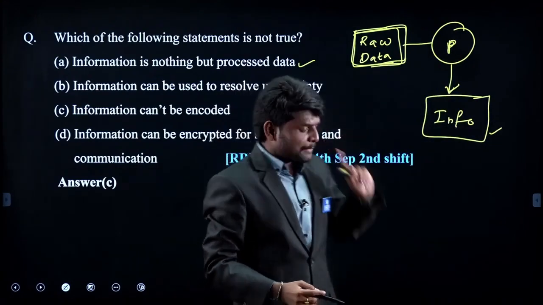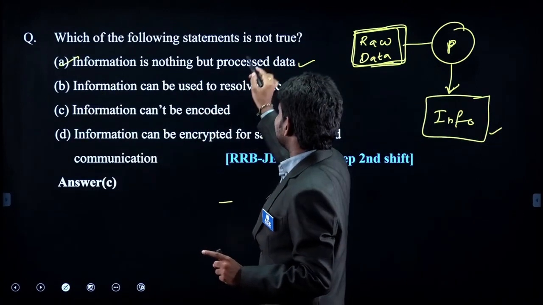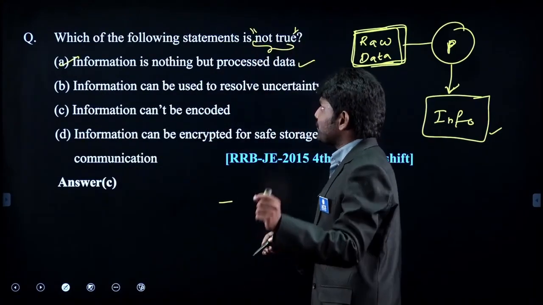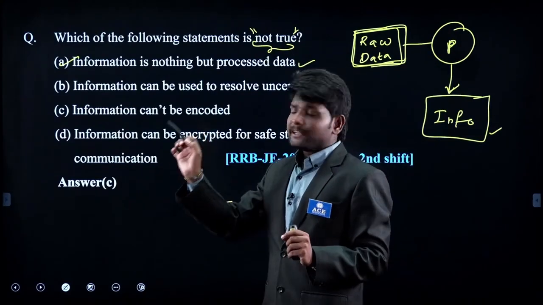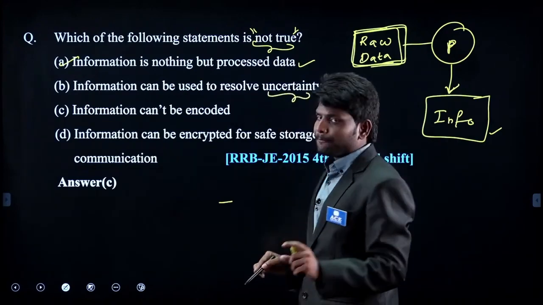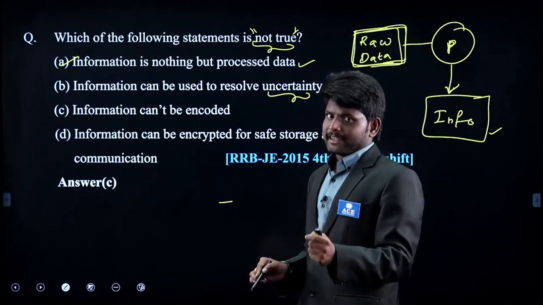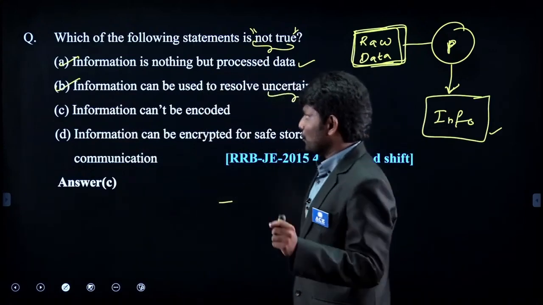So, since this statement is true, whatever they have mentioned in statement A is true. But they are interested in the false statement because they are asking which of the following statements is not true. Fine? Then the second statement is, information can be used to resolve uncertainty. This is also true. If you have more information, you will be more certain. You cannot commit mistakes if you have more information. So, option B is also true.